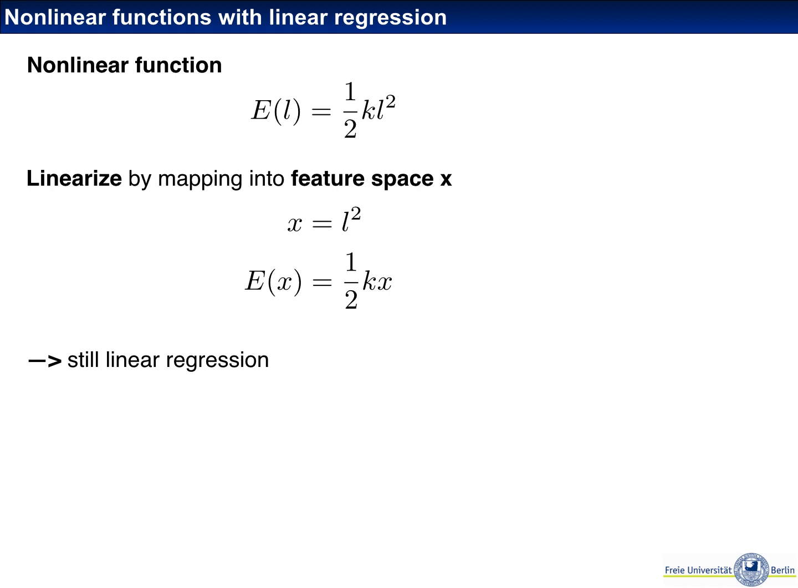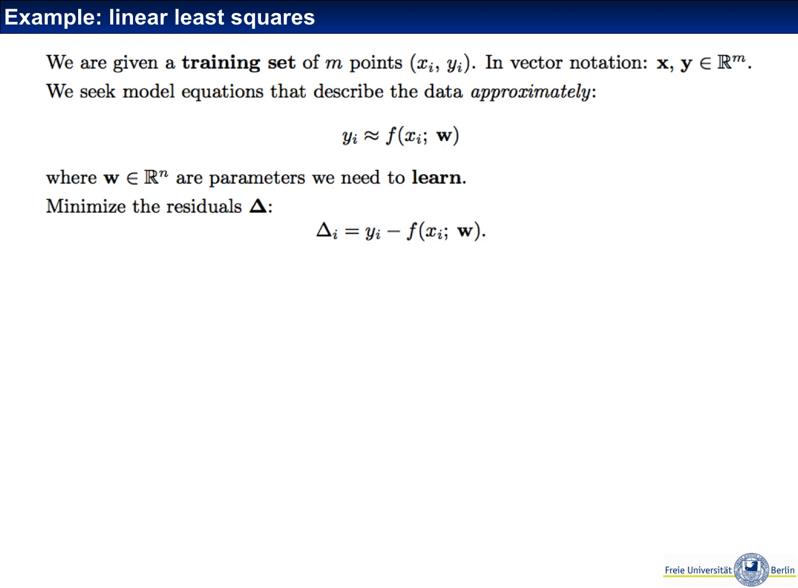Now let us formalize linear regression. So we are given a so-called training set of m points. And each of these data points consists of a point where we have done the measurement called x_i and a so-called label y_i. So in our example, x_i could be the extension and y_i could be the force. So in general, we will write these two in a vector. So x vector contains all the x's, y vector contains all the y's, and we are looking for model equations which describe the measurement data approximately. So we want to learn a model f which predicts the labels y_i with good accuracy.